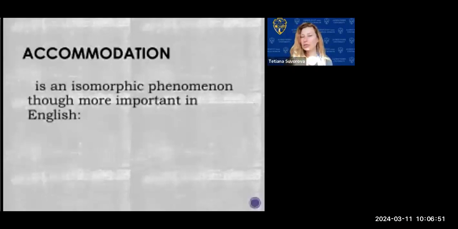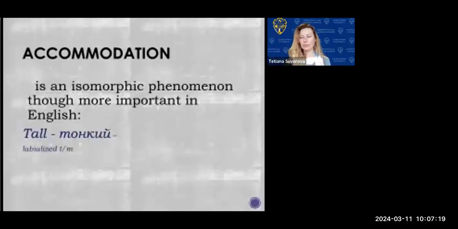So the next process is accommodation. It is an isomorphic phenomenon, more important in English. Tall, we just pronounce as one sound, though we write two letters, realizing as if two sounds. In Ukrainian, sometimes we have such an idea, tonki, as if we have two sounds, some long n, as if we have two n, but we write only one.